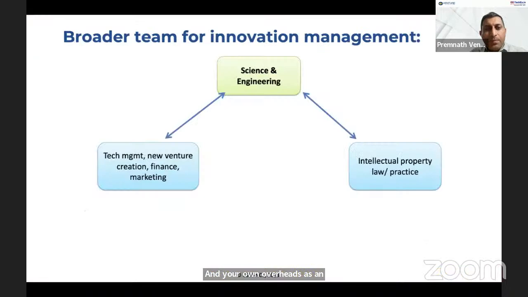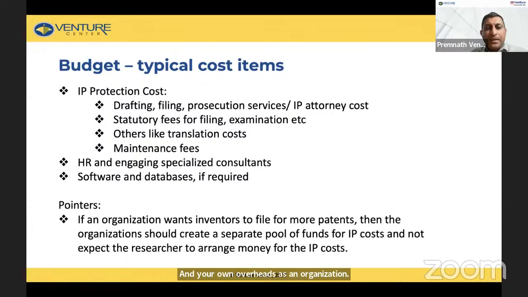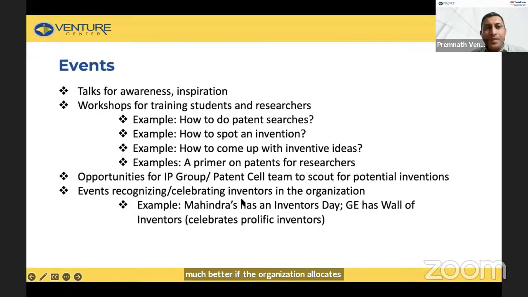Now, just one point I wanted to leave you with is, if an organization wants inventors to file more patents, then that organization should create a separate pool of funds for IP costs and not expect the researchers to arrange money for the IP costs. So in many institutions, you've seen the PI trying to use his own budget, her own budget, or run around trying to figure out how to fund it. This is not an optimal way to do it, right? It's much better if the organization allocates certain funds for this activity as well.